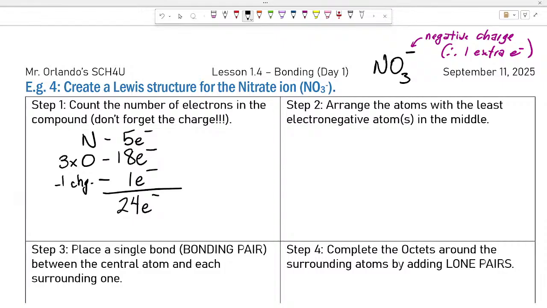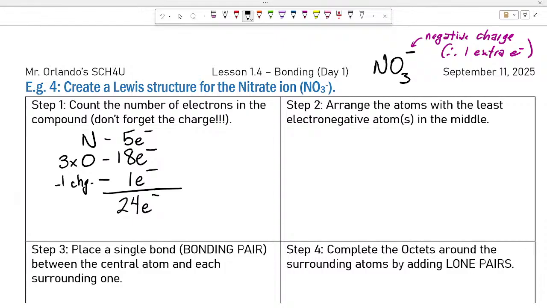Does that make sense? 24 electrons to work with. Okay. Yep. That's right. And if it was a positive charge, it would? Beautiful. Exactly right. So you guys are doing great with this, by the way. This is tricky stuff. You're doing great.